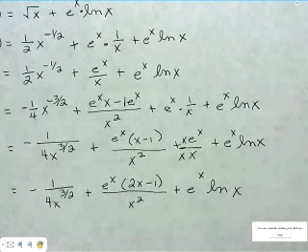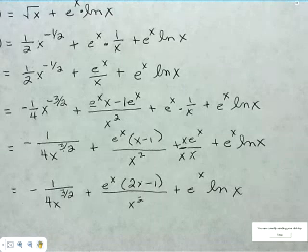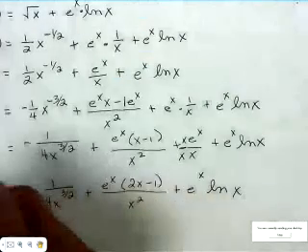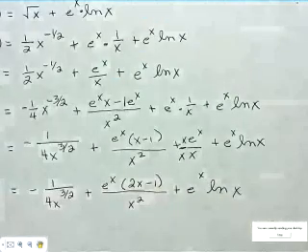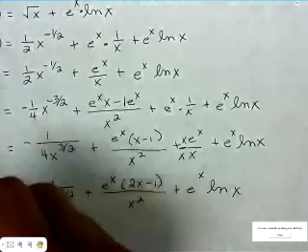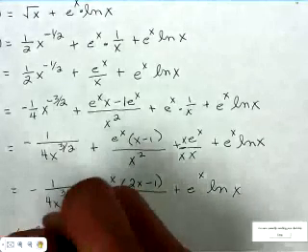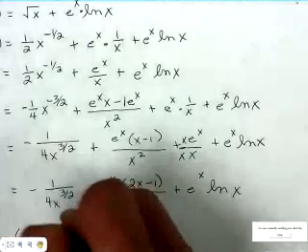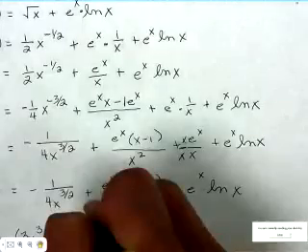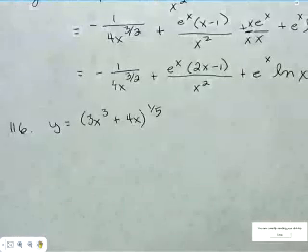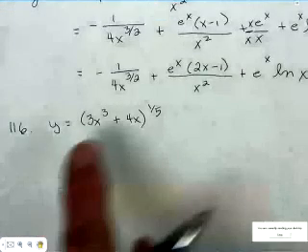All right, let's see, after 114, the directions change. Number 116 says find the derivative of the function at the given point. So I have the fifth root of something. I'm going to go ahead and write that as 3x cubed plus 4x to the 1/5. That's just ugly to the 1/5.